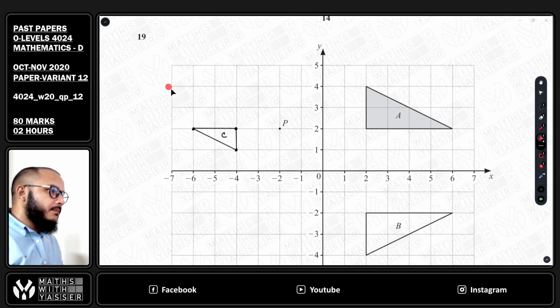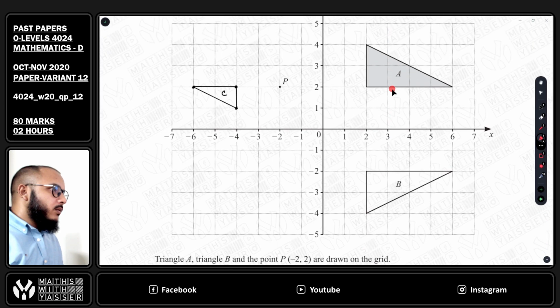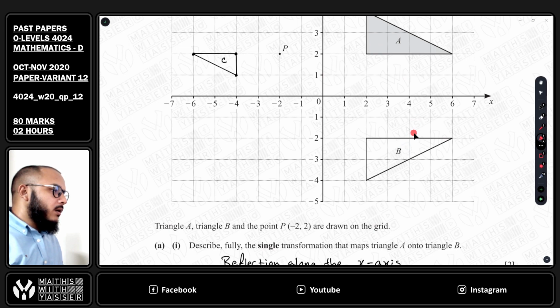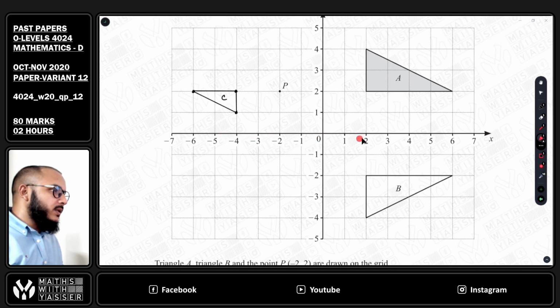Question number 19. Triangle A, triangle B, and the point P (minus 2, 2) are drawn on the grid. The point is provided in the question. Describe fully the single transformation that maps triangle A onto triangle B. We need to state the transformation with which B is formed. It is a reflection along the x-axis. Along the x-axis, the object A is reflected to form the image B.